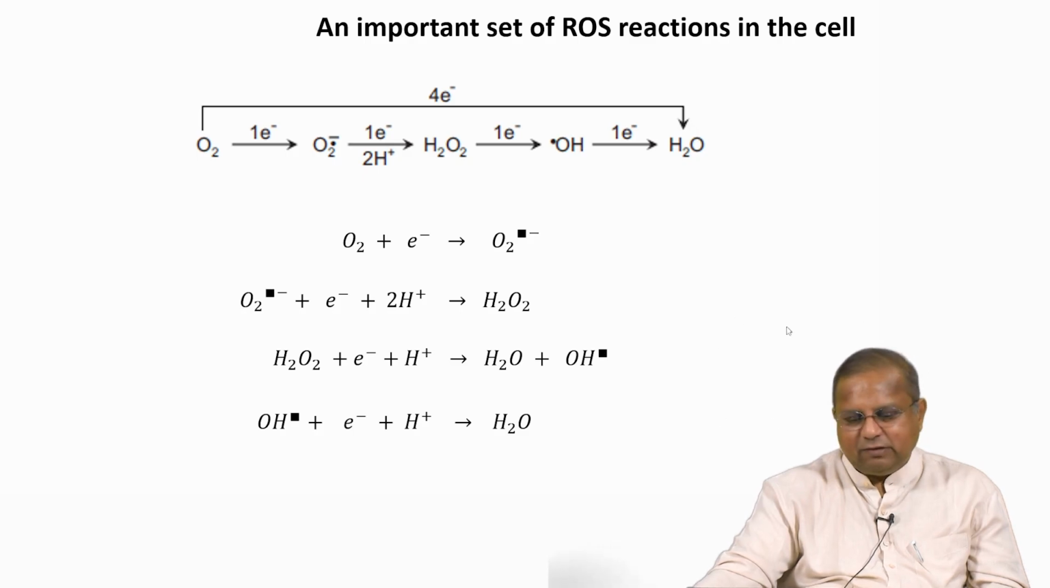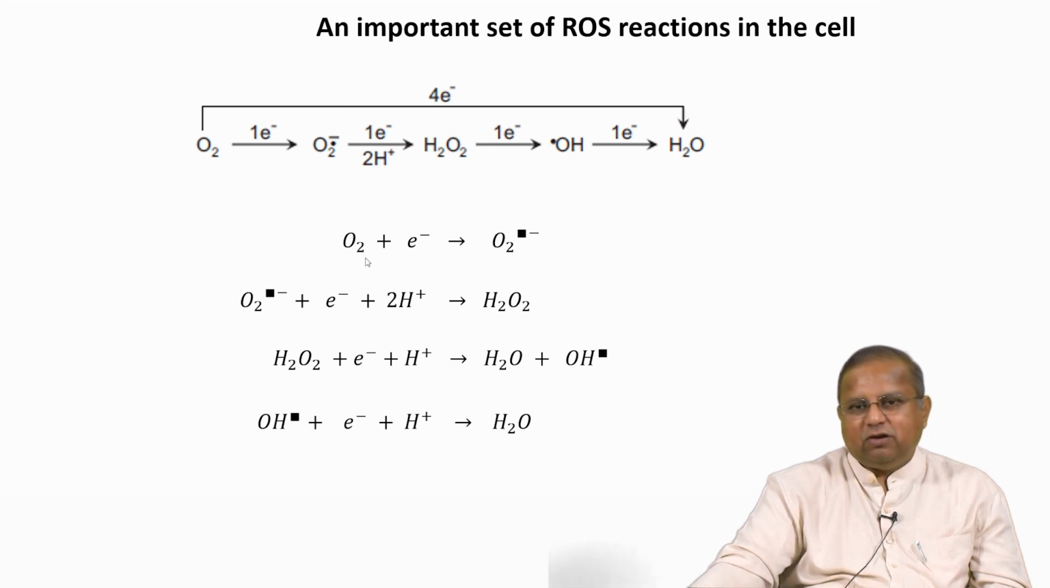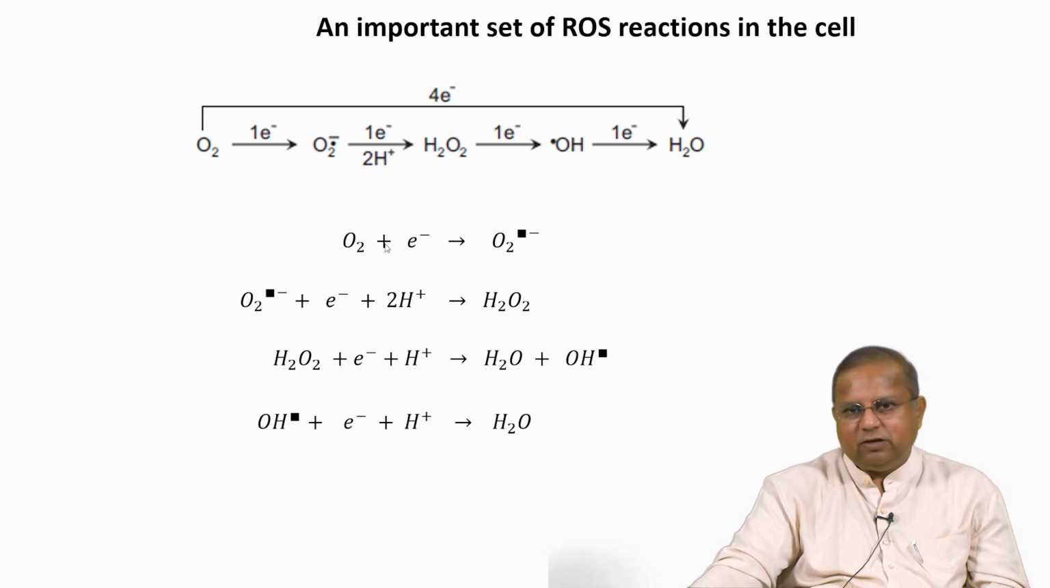You might want to write this down, I will leave it on for some time. So, oxygen, you know that loss of electrons is oxidation, gain of electrons is reduction.